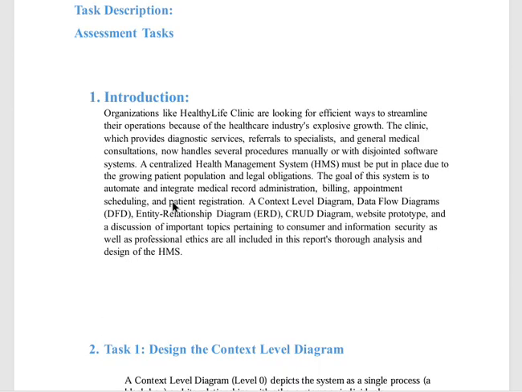Task description from the introduction. The Healthy Life Clinic is growing and needs a more efficient way to manage operations. Currently, many tasks are done manually or with separate software systems. The solution is a single health management system to integrate patient records, billings, appointments and registration. In this project, I will present simple diagrams and website design for the system. I will also discuss how to keep patient information secure and ensure ethical practices.